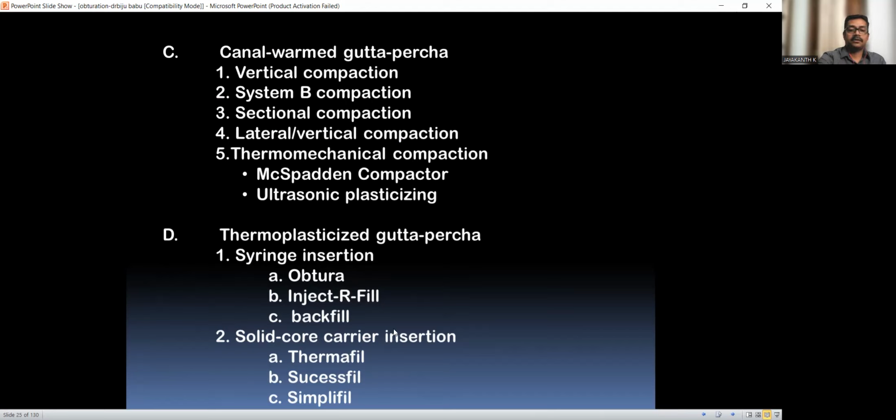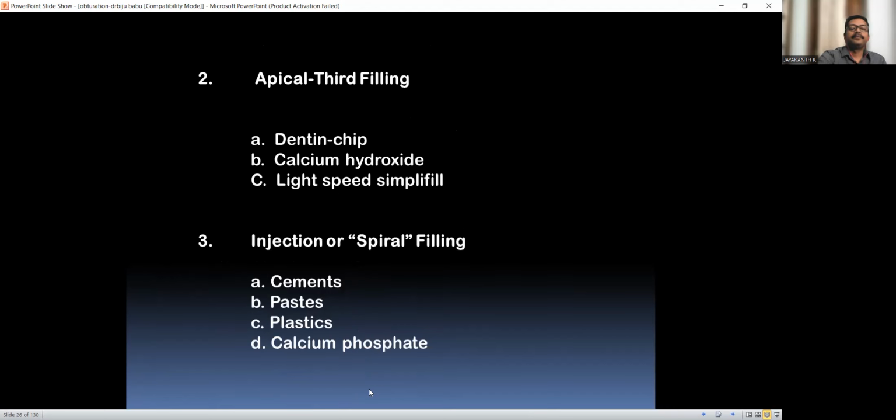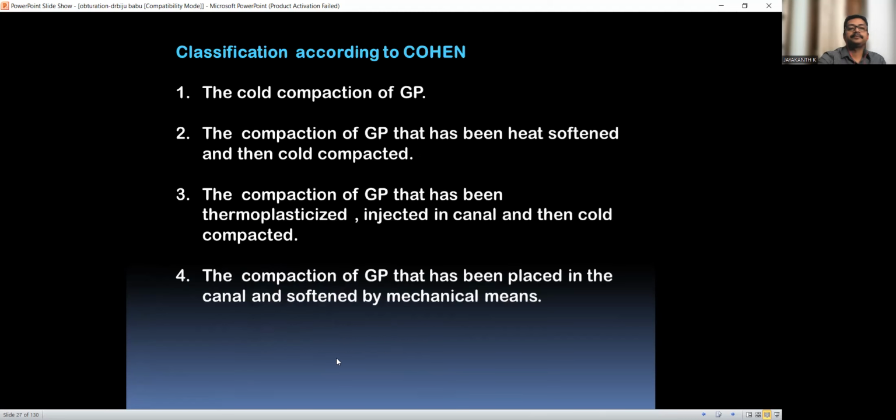Then solid core carrier insertion, under which you have Thermafil, Success Fil, and Simplifill. Then the second category, apical third filling, under which you have dentin chip filling, calcium hydroxide, and Lightspeed Simplifill method. Then injection or spiral filling, which is done with cements, paste, plastics, or calcium phosphate.